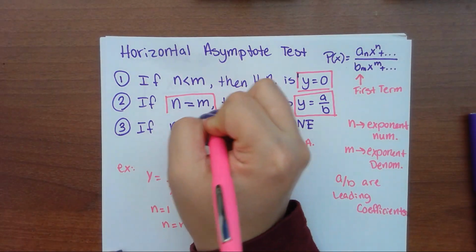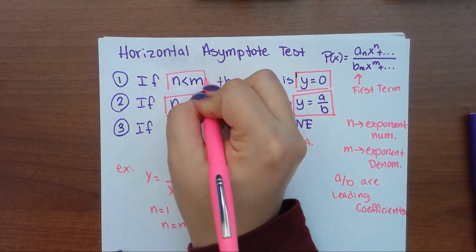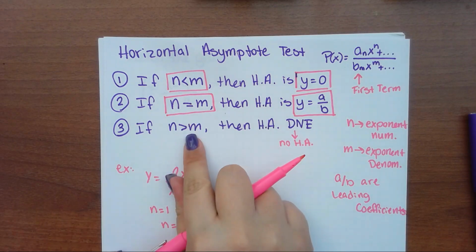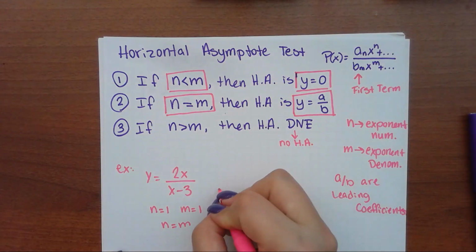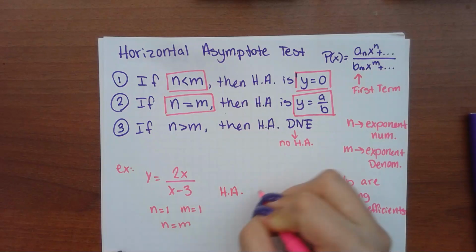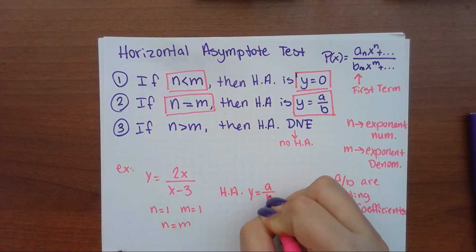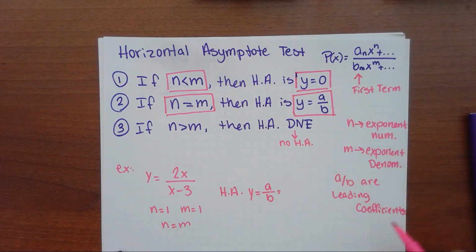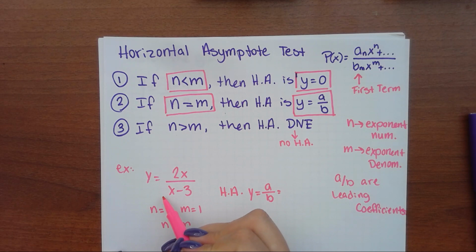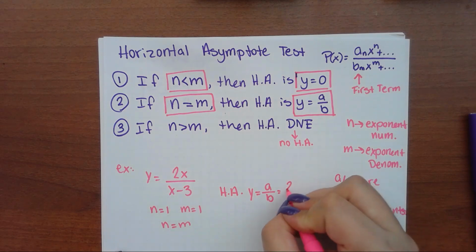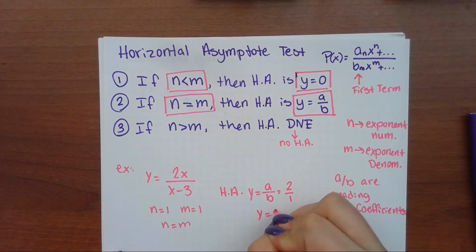So we have these three cases here. I have n is less than m, and n is equal to m. N is greater than m, you would not have anything, so I don't really focus on that one. I focus on the other two. But if n is equal to m, then we say, okay, well, our horizontal asymptote is y equals a over b. Well, what is a? The leading coefficient in the numerator, and b would be the leading coefficient in the denominator. So a would be 2, because that's the leading coefficient in the numerator, and b would be 1, because that's the leading coefficient in the denominator. So my answer would be y is equal to 2. That would be my horizontal asymptote.